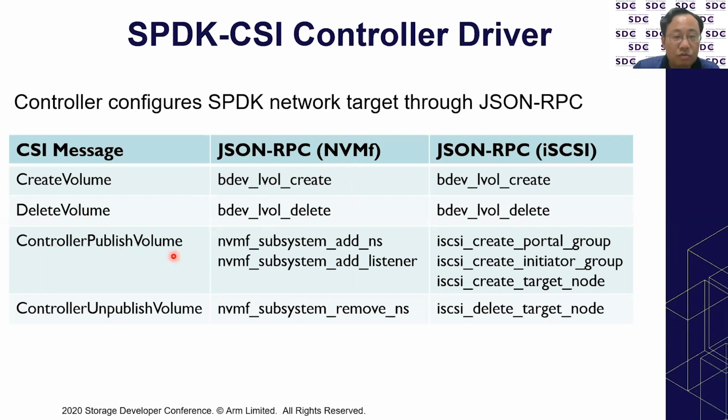For controller publish volume and unpublish volume, it will send JSON RPC to the SPDK node, something like nvmf_subsystem_add_ns to add the NVMe namespaces, or add the listeners. For iSCSI, create a portal group, create an initiator group, and create a target node. All these are necessary steps to let the outside connect to the NVMe-oF or iSCSI network target. This is done in the publish volume.